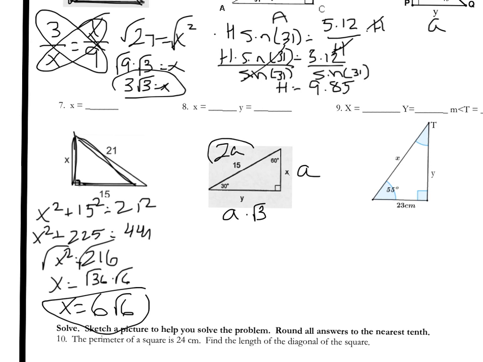Well, this is the only side I'm given here, so this is the only equation I can set up. 2A equals 15, which allows me to solve for A. Divide both sides by 2, and I get A equals 15 over 2, or if you want to put 7.5, totally fine.